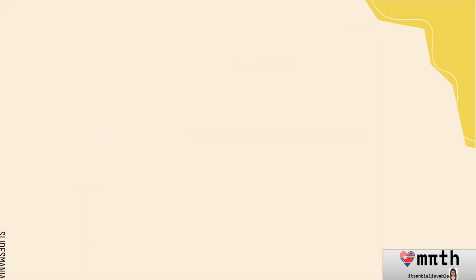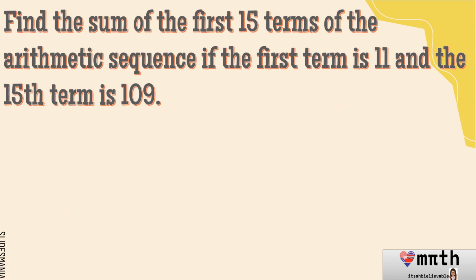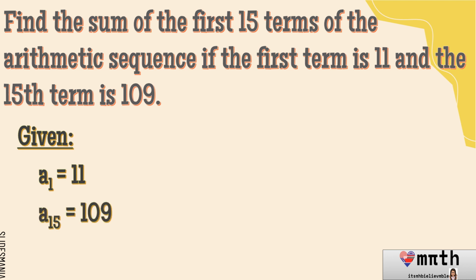And now, let us have examples. For number 1, find the sum of the first 15 terms of the arithmetic sequence if the first term is 11 and the 15th term is 109. So let us get the givens. The given for a sub 1 is 11, since that is our first term. Our a sub 15 or last term is 109, since that is the 15th term. And our n would be 15, since we're looking for the sum of the first 15 terms.